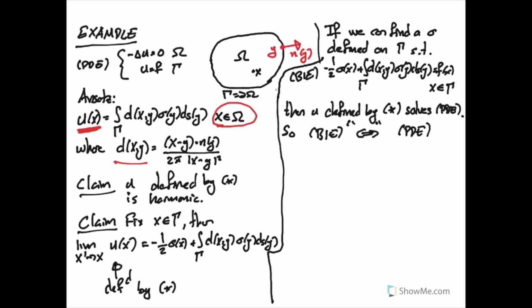And now the beauty here is that BIE, this equation here, is a second kind Fredholm equation. Let's write this, yeah, let's keep red, this is good. So BIE is a second kind Fredholm equation. So what does that mean? So a Fredholm equation, we can write that as follows.